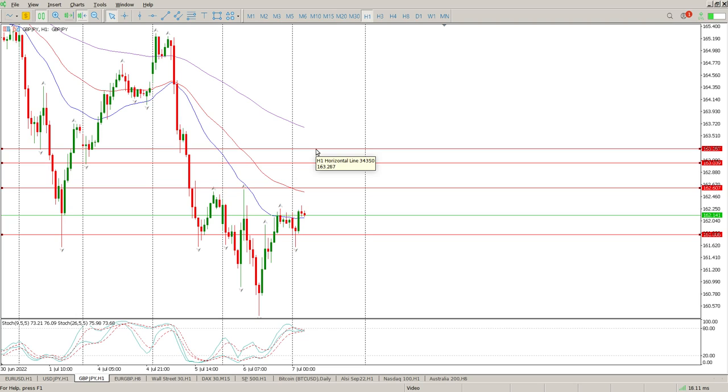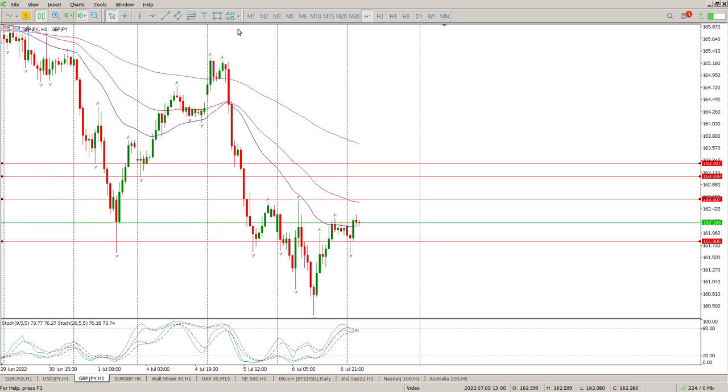So you're looking for a rejection of 163.287 or 163.039. Or alternatively 162.607. So if you get rejection off there, there's an opportunity to short. Alternatively, if you start dropping below, there's a couple of levels here that you need to pay attention to. Always the problem.